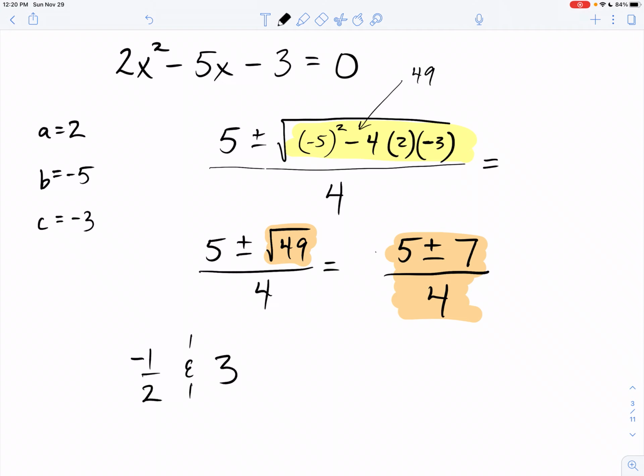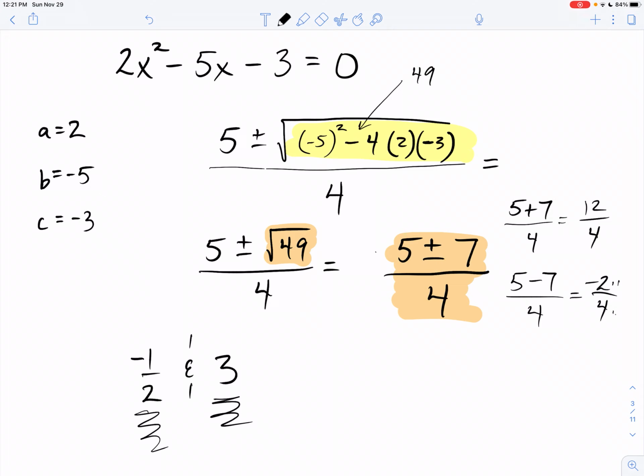What does it mean? It means if I did 5 plus 7 and then divided that answer by 4, well, that would be 12 divided by 4. Oh, there's the 3. And what if they did 5 minus 7 divided by 4? Well, 5 minus 7 is negative 2 over 4. Hey, that's reducible. I could call it negative 1/2. This is the answer I want to see.